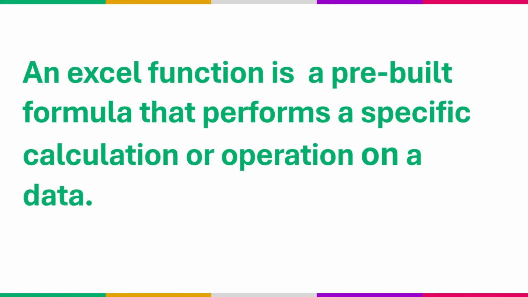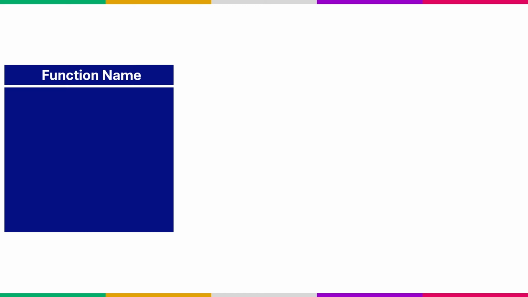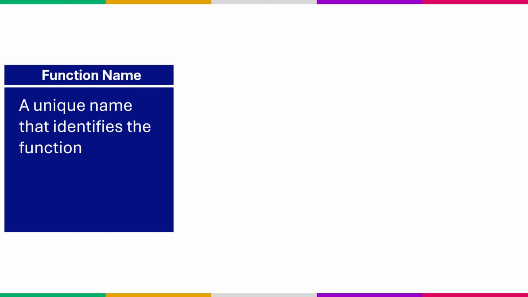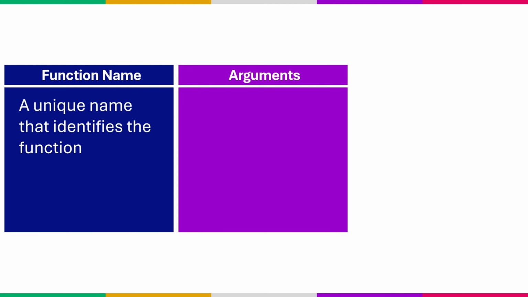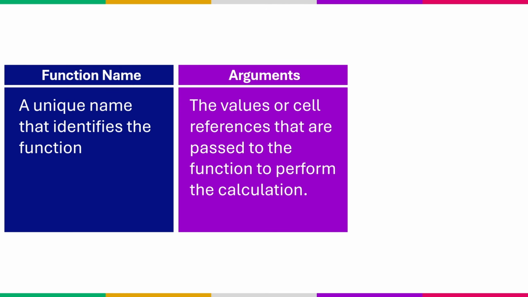An Excel function is a pre-built formula that performs a specific calculation or operation on data in a spreadsheet. Let's look at the parts of an Excel function. It has a name, which is a unique name that identifies that particular function. And we have arguments: every function needs values or cell references that are passed to the function to perform the necessary calculation.